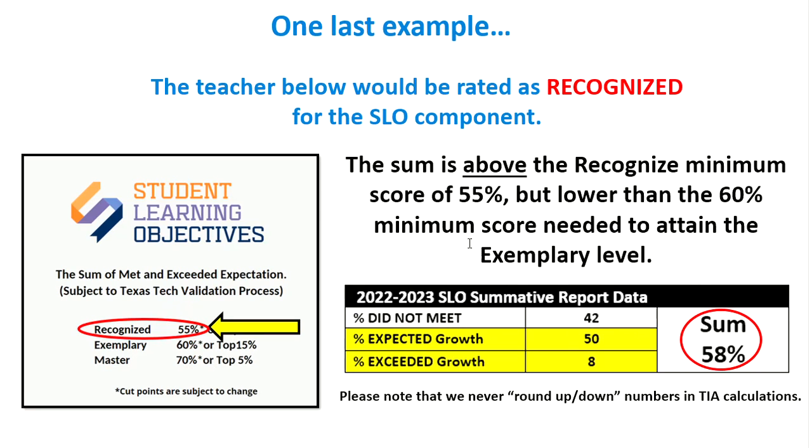Another example. Expected growth 50%, exceeded growth 8%. We add it together. The sum is 58. We look at the cut point. It's above the recognized score, but below exemplary. So we would say that this teacher is recognized for their SLO score.